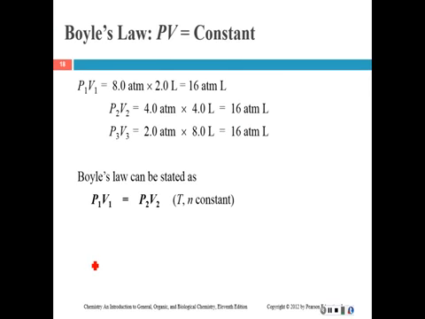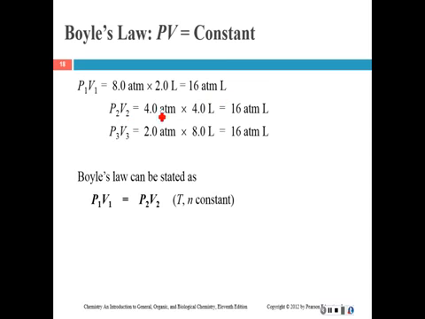So here's Boyle's law, and just to show you how that works, P1, V1. The 1s mean the original conditions and the 2s mean the final conditions. So here they're giving you an example. If we started with 8 atmospheres and we had a volume of 2 liters, if you multiply those two together, you get 16 atmosphere liters.